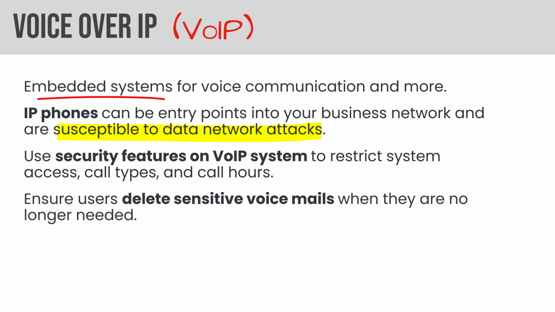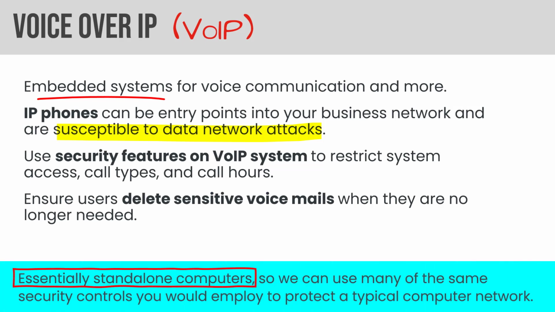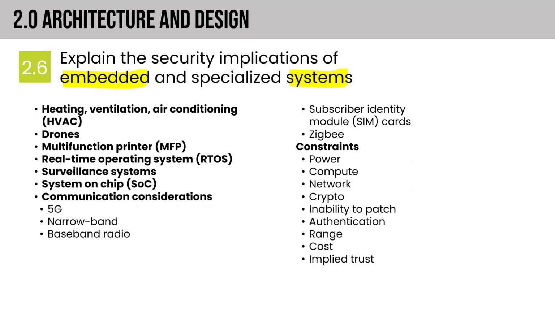I think the bright spot with VoIP phones is that they're essentially standalone computers, so we can use many of the same security controls you would employ to protect a typical computer network. Firewalls, intrusion prevention systems, applying updates, and restricting network access. So continuing down the road of embedded and specialized systems, we're going to touch on a handful of additional embedded systems. We're going to talk through communication considerations and the constraints of these systems.